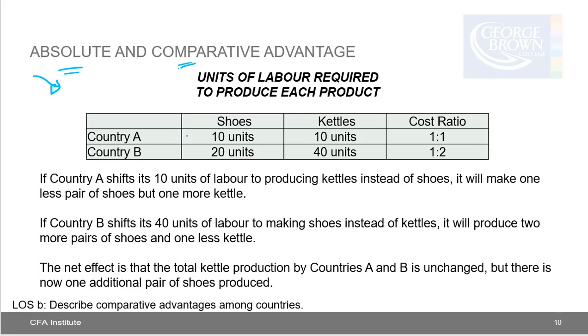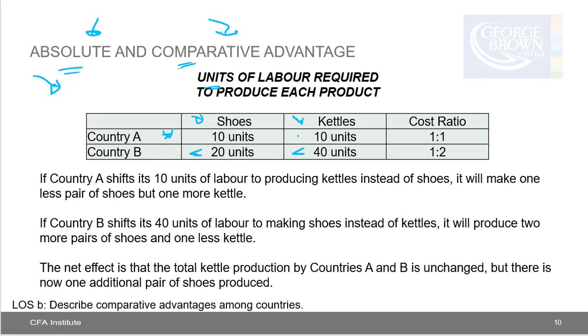So in terms of absolute advantage, I think that's really easy to understand. Country A had an absolute advantage in producing both shoes and kettles, based on the fact that it takes fewer units of labor to produce each product. So 10 units of labor in country A to produce shoes is less than 20 units of labor to produce shoes in country B. And 10 units of labor to produce a kettle in country A is also less than 40 units of labor to produce a kettle in country B. So country A has an absolute advantage over country B in the production of both shoes and kettles because it consumes less labor.